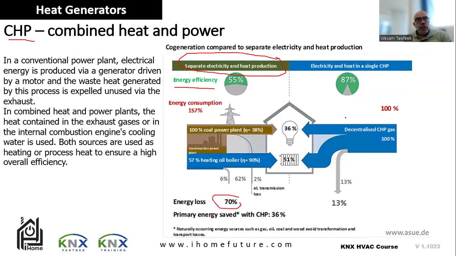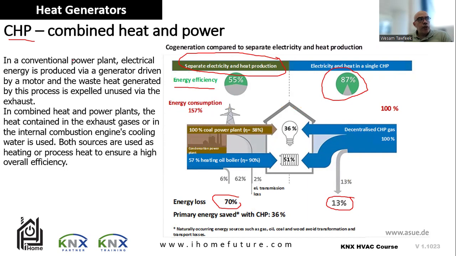Okay. In the CHP ones, we are using this heat as well. So the lost heat is almost only 13%, and you are using the heat as well. So you are getting an efficiency of almost 87%. So this is the modern way of generating heat and electricity without losing power.